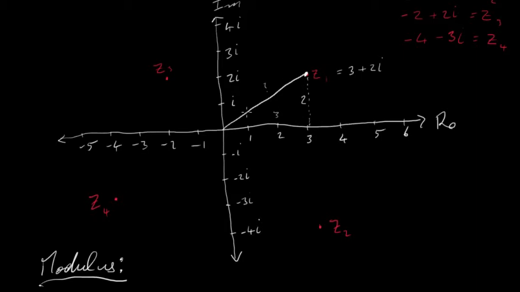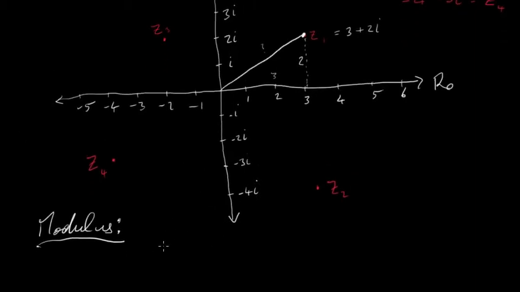3 squared plus 2 squared will give us this distance here squared. So in other words, the square root of 3 squared plus 2 squared will give us this distance here. And that's really where the modulus formula comes from. So the modulus formula, then, if you take a complex number a plus bi, and we'll call this z, the modulus of z would be written like this. You just draw these two lines on either side of z, or you can draw them on either side of the actual complex number itself.